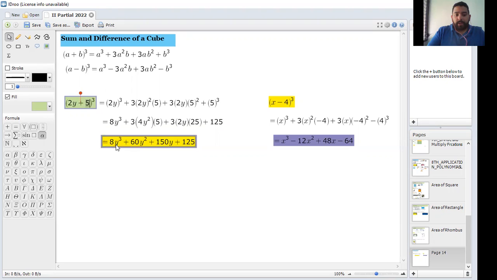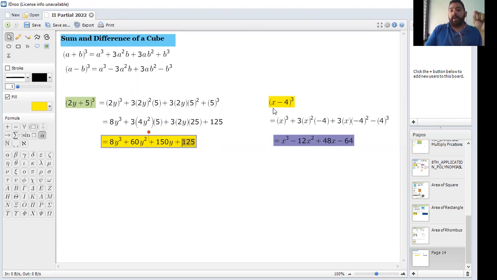Then you copy again 8y to the third power. You multiply 3 times 4 times 5, which is 60y to the second power. 3 times 2 times 25, which is 150y. And finally, the 125 you only bring down. And this is the cube of this binomial, or it's the expansion.